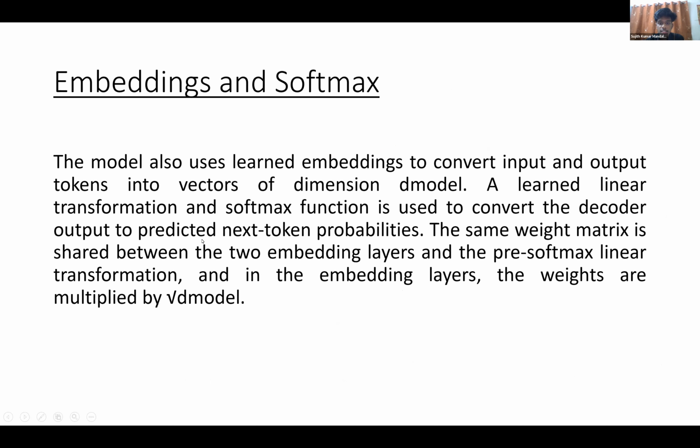So coming to the embeddings and softmax, the model also uses learned embeddings to convert input and output tokens into vectors of dimension d_model. A learned linear transformation and softmax function are used to convert the decoder output to predicted next-token probabilities, and the same weight matrix is shared between the two embedding layers and the pre-softmax linear transformation, and in the embedding layers the weights are multiplied by root d_model.